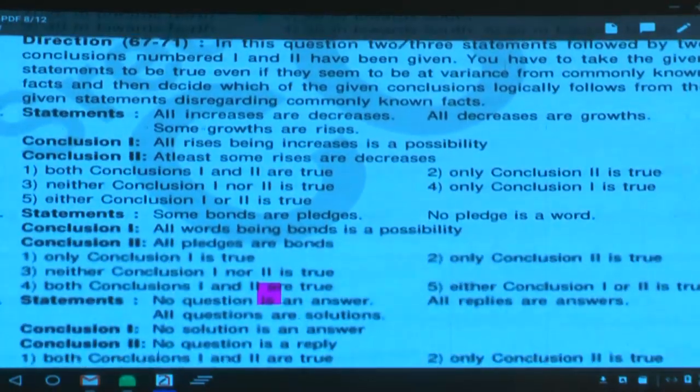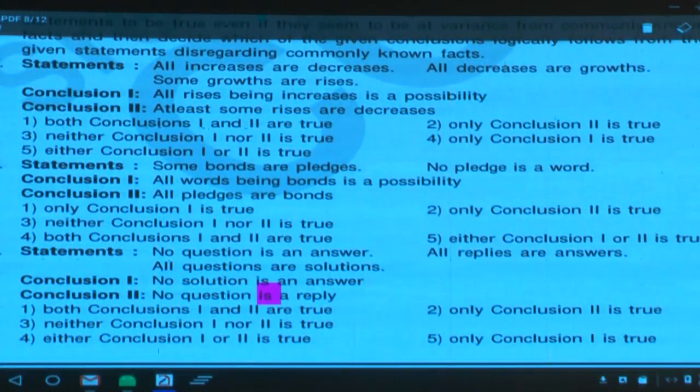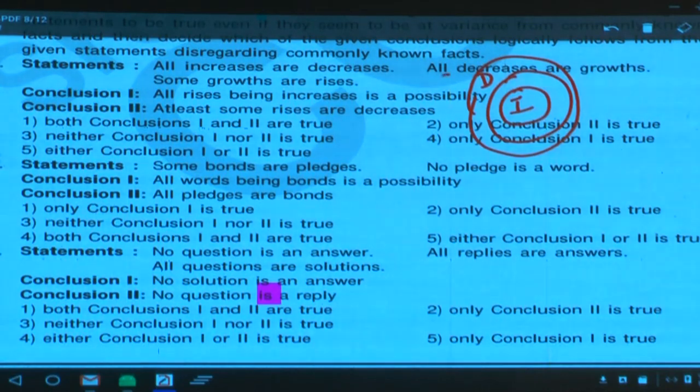Now question number 67. What is the information here? All increases are decreases can be written like this. And all decreases are growth. All these decreases are growth. And some of the growths are rises. Some growths are rises can be written like this. Now this is the basic diagram.